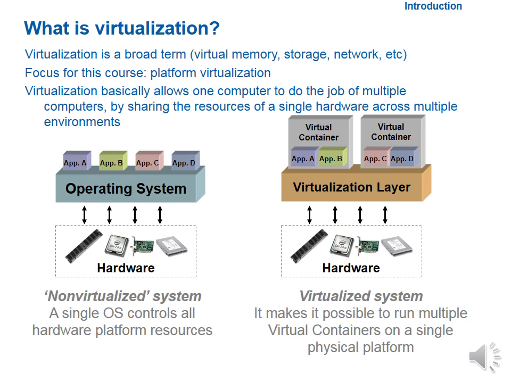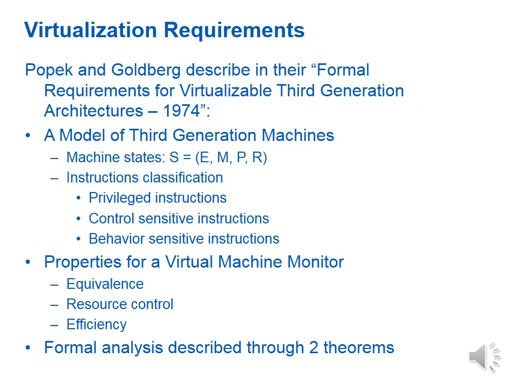See the difference. In the non-virtualized system, between the hardware and the operating system, you can have the virtualization layer. It makes it possible to run multiple virtual containers on a single physical platform. So what are the requirements of this? The third generation computer machine states will be EMP DAR. The instructions will be privileged instruction, control instruction, behavior sensitive instruction. Properties for a virtual machine monitor or hypervisor: it should have equivalence, resource control capability and efficiency.